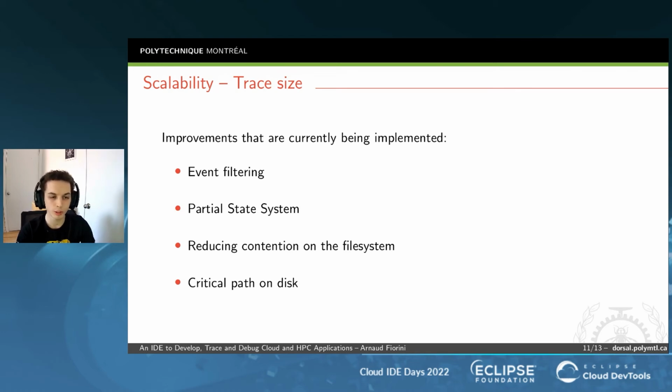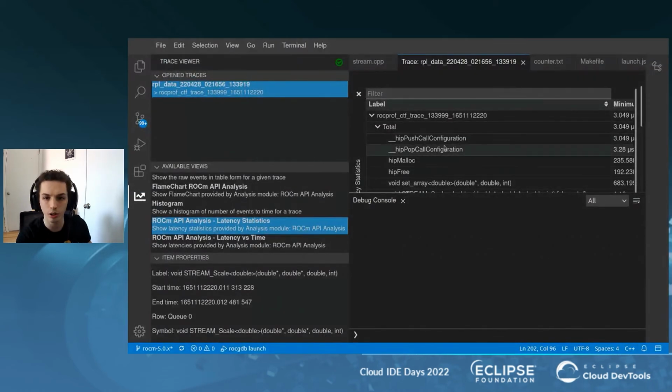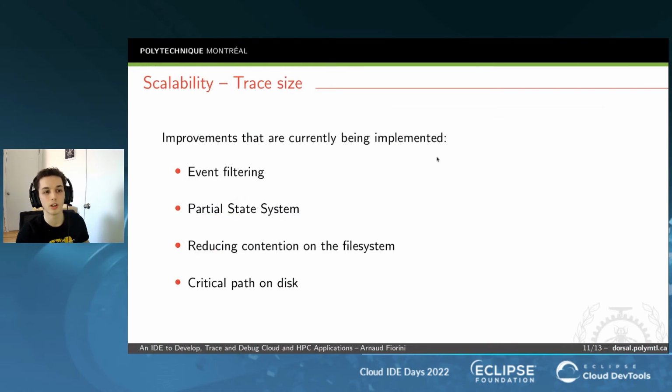And some improvements are currently being implemented. So one is event filtering. Event filtering is basically looking at some types of events that are not very useful for trace analysis. So for example, if we look back at our example here, we can see that we have the heap push call configuration and pop call configuration. And these calls are not that useful because they are just used when in the code we call a specific macro to launch the kernel, and the macro will do this call before doing the heap launch kernel. So they are not maybe that useful. And if we filter them, we can gain a little bit of space on the disk.